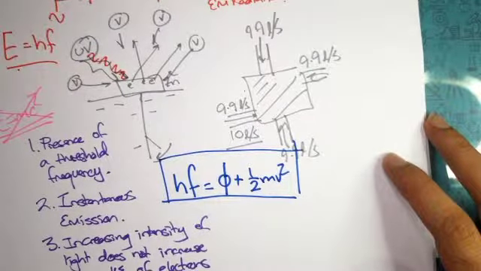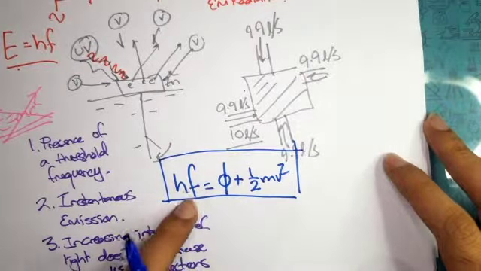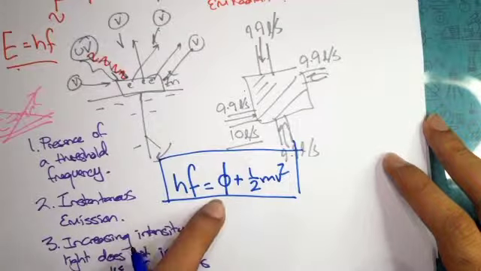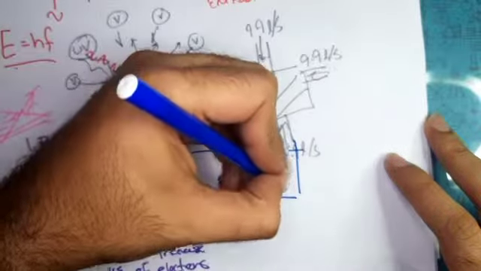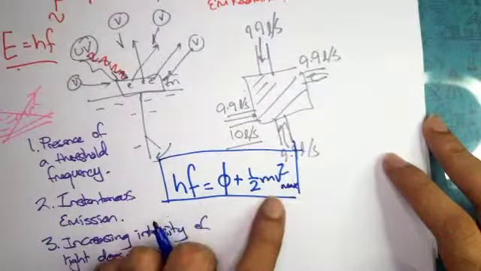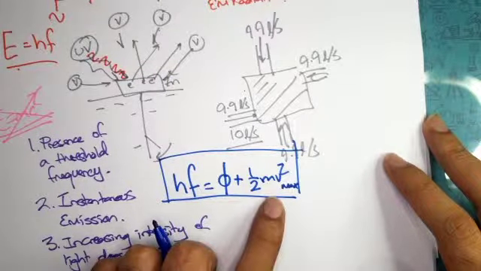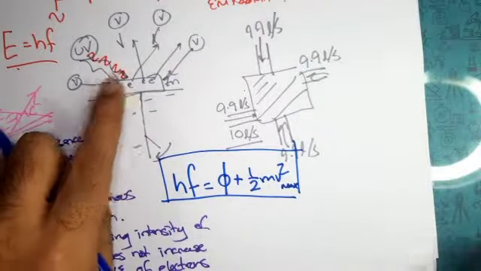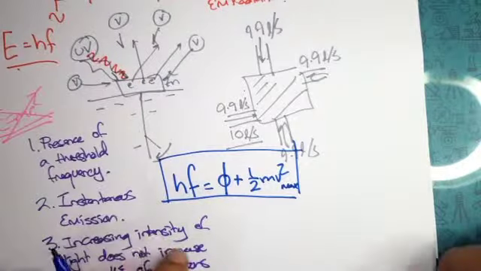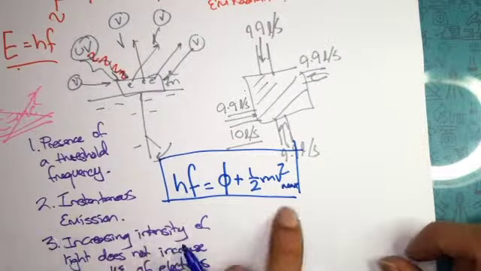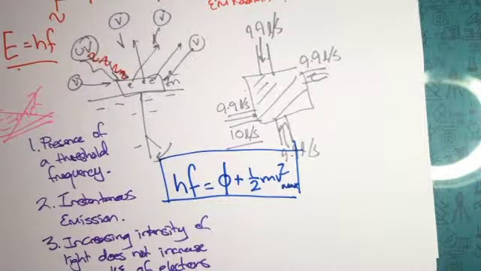Here h is Planck's constant, f is frequency, phi is the work function, plus half mv squared. You can say max, because there's going to be a range of kinetic energies. The ones which come out deep from the metal will have less kinetic energy. The ones which come off the surface of the metal will have more kinetic energy. So this is the equation that he got his Nobel Prize for.